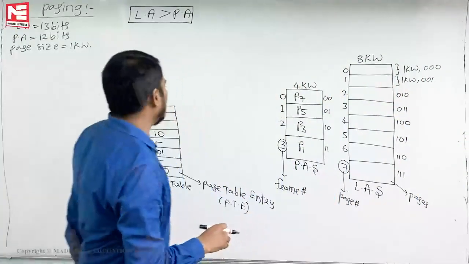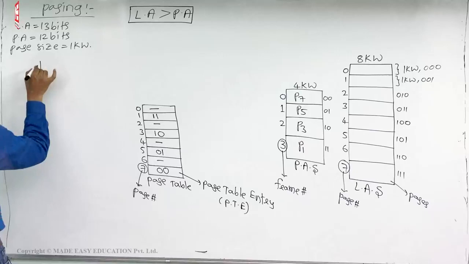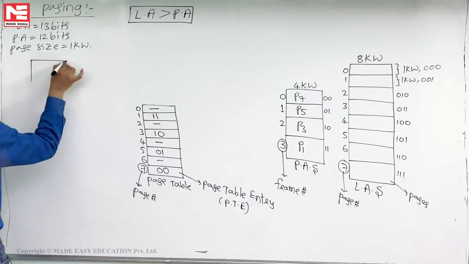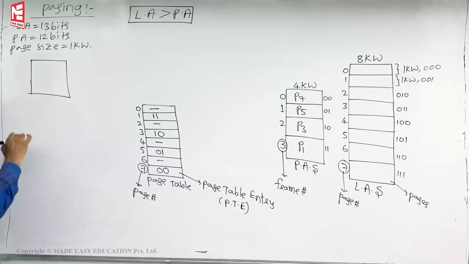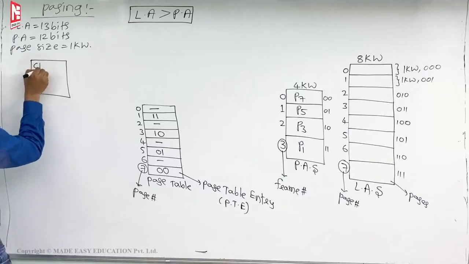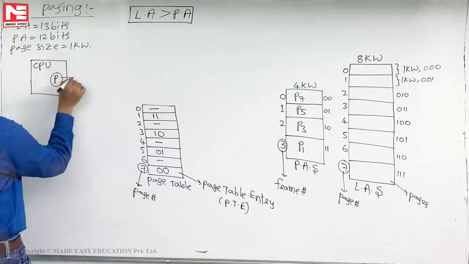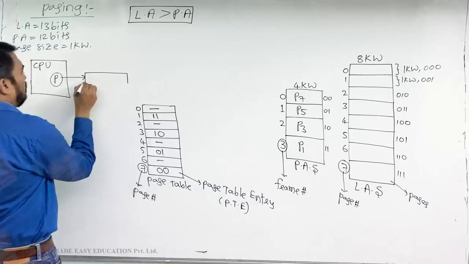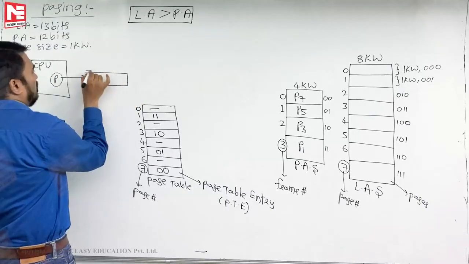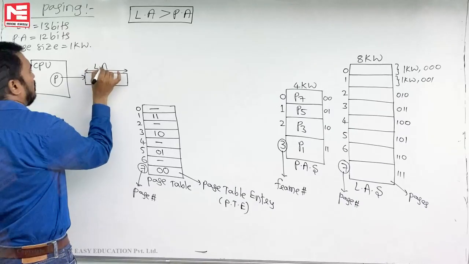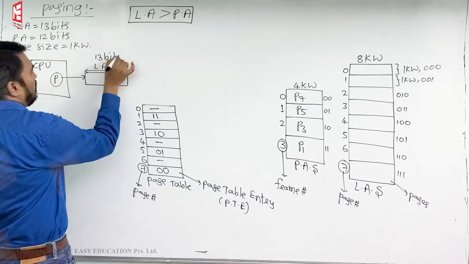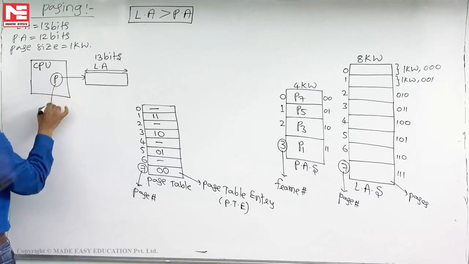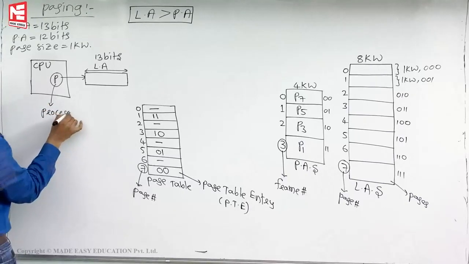I told you CPU always generates a logical address. So let's say we have the CPU here. CPU always generates a logical address. How many bits did we assume for the logical address? 13 bits. Copy this. So P means what here? Processor. Processor always generates a logical address.